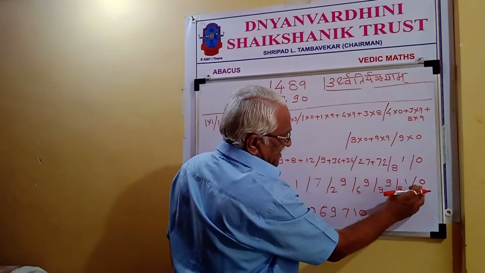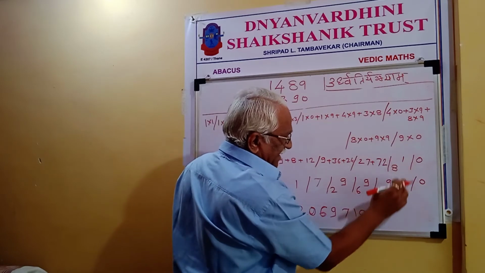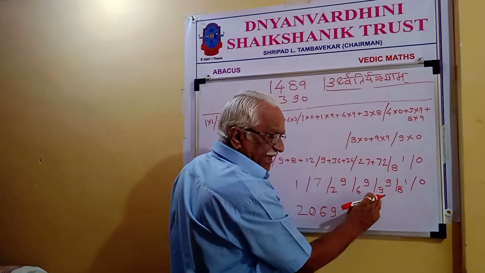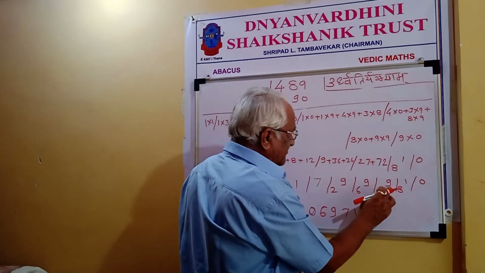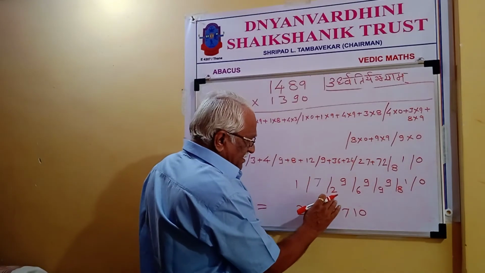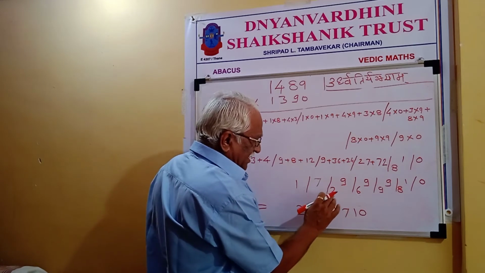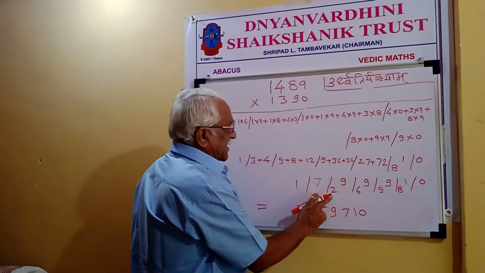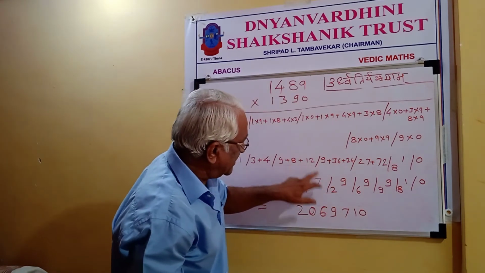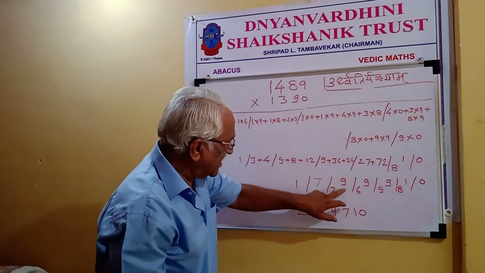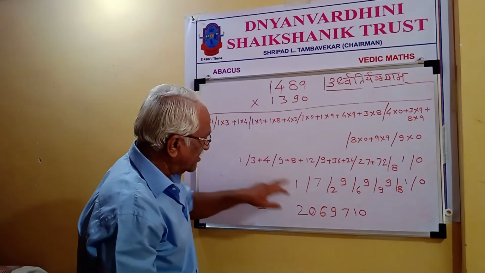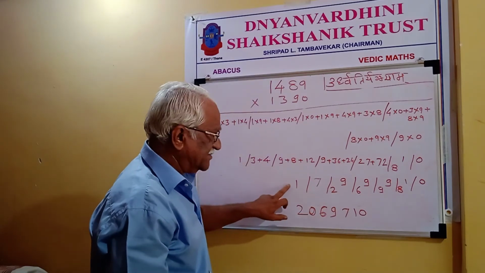Here 0 we write as it is. 81 as it is. Addition of 27 plus 72, it comes to be 99. So 9 at the bottom of the slash and 9 in the middle. Then 9 plus 36 plus 24, that comes to be 69. So 9 in the middle and 6 at the bottom of the slash. 9 plus 12 plus 8, that is 29. So we have written 9 at the middle and 2 at the bottom. Then 3 plus 4, 7. And 1 as it is.